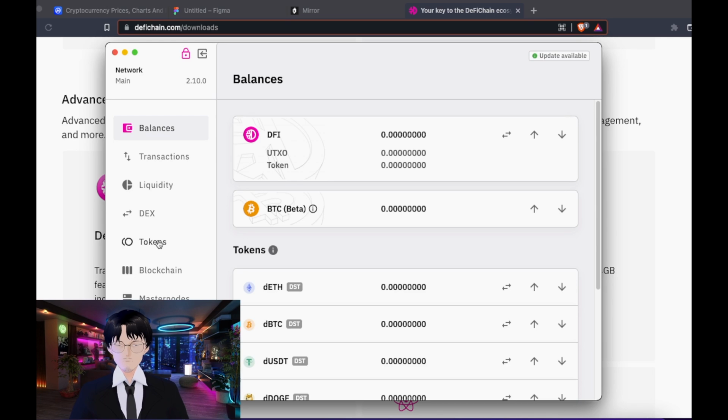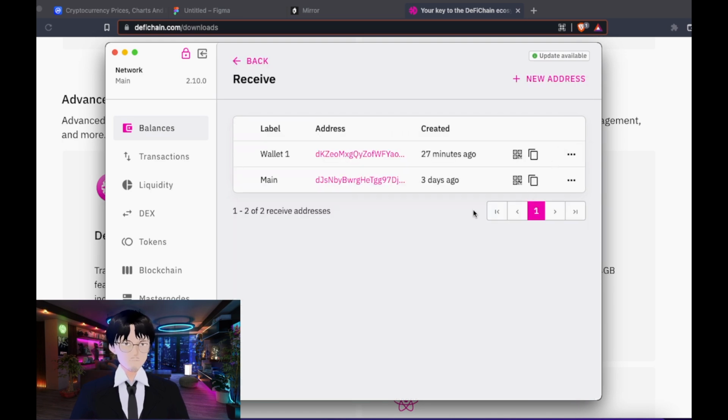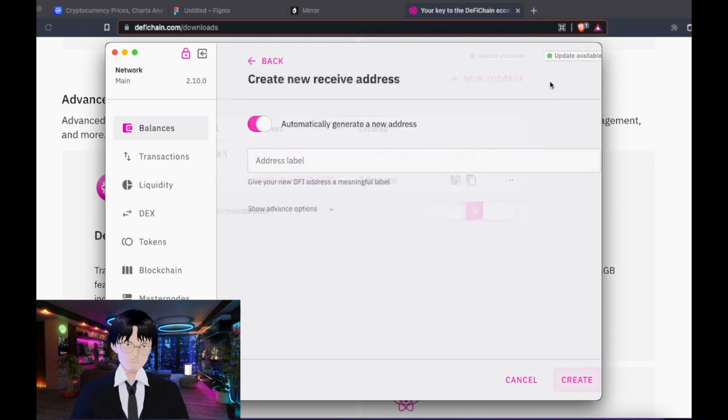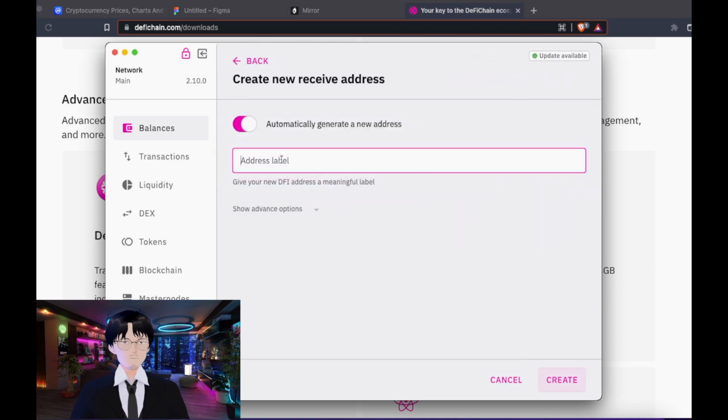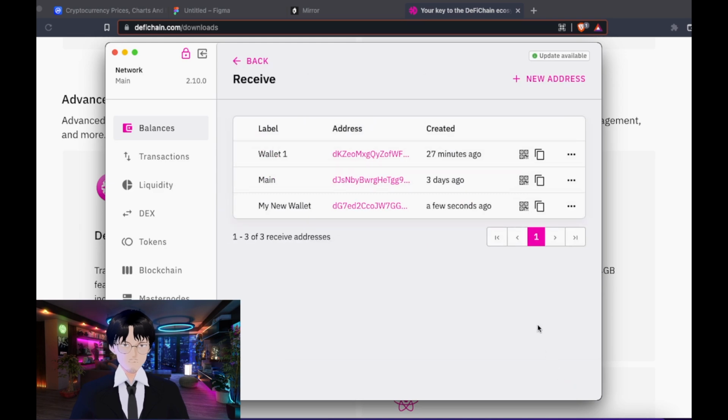Once you're synchronized, you're going to want to go ahead and create a new wallet address, because you can only create it after you're synced up with the blockchain. To create one, you just press on receive, then press on create new address, and give it a label like my new wallet. There are advanced options to choose between a default or legacy wallet. Just go ahead and use the default one, and then press create. And now you have your address.